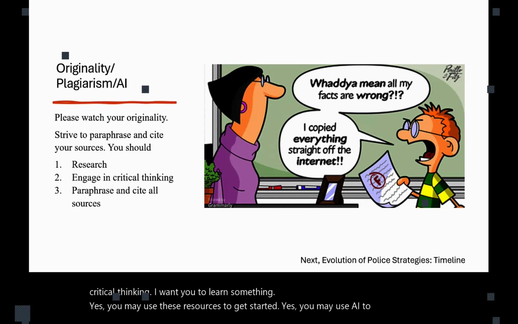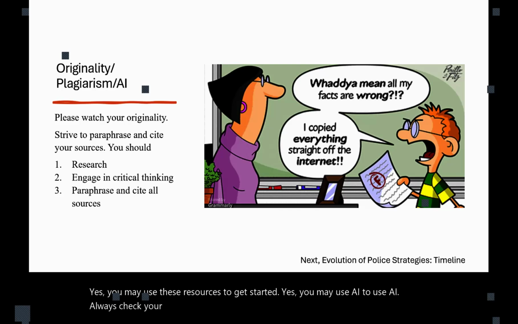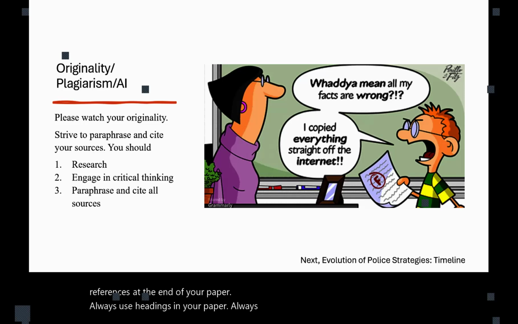To use AI, always check your resources. Always include citations in the body of your paper and references at the end of your paper. Always use headings in your paper. Always adhere to APA 7th edition formatting rules.